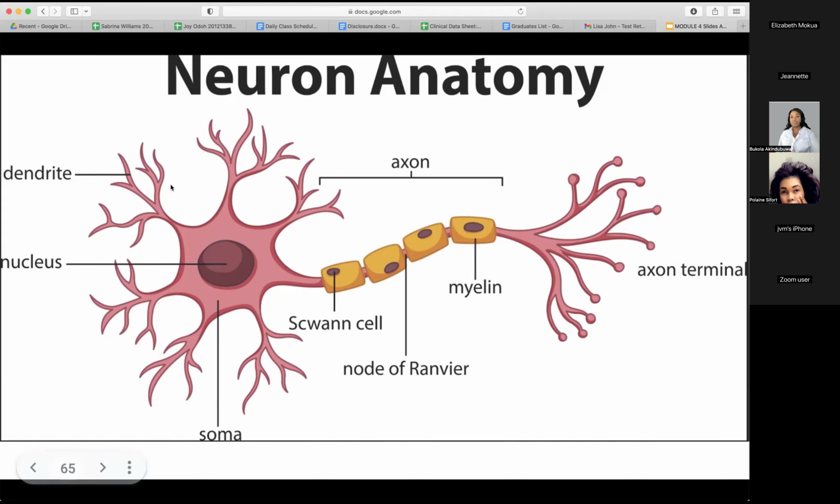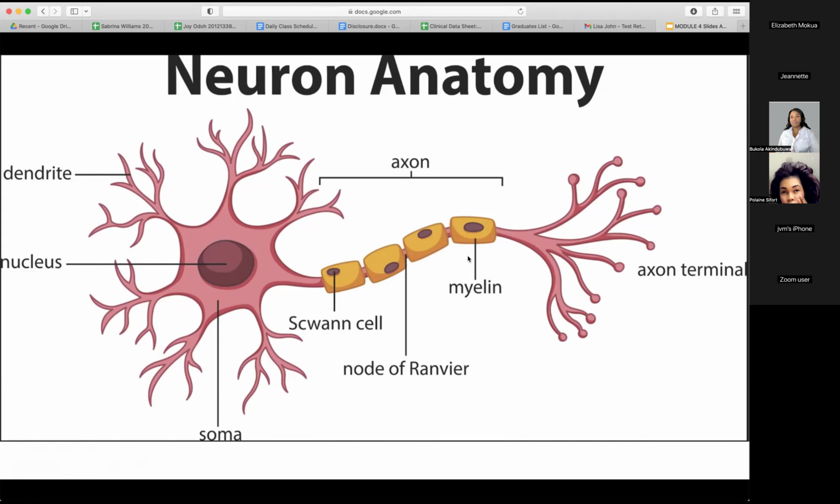Then the signal, the electrical conduction or electrochemical message, gets sent to what we call the axon. The axon is a tail-like projection, and it's going to transmit the signal through the axon terminal. And this is a very, very beautiful process.